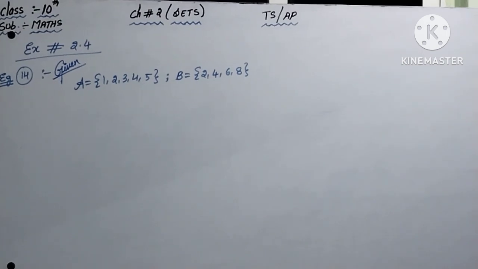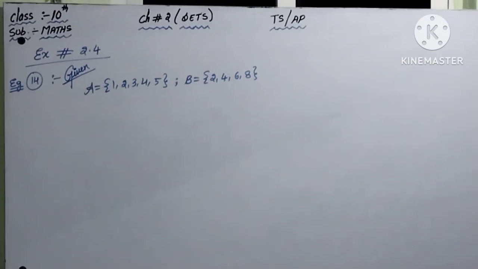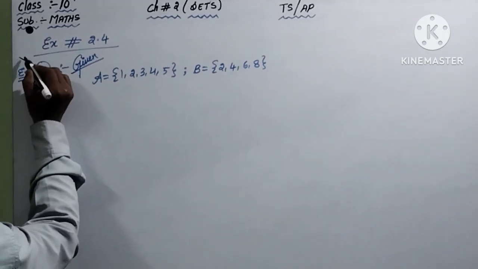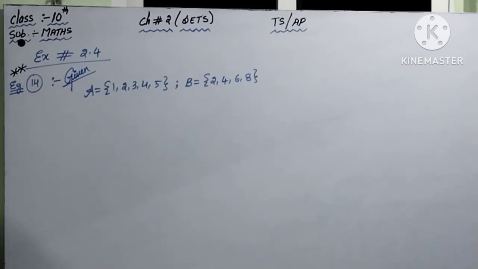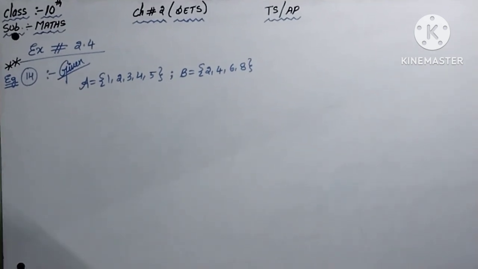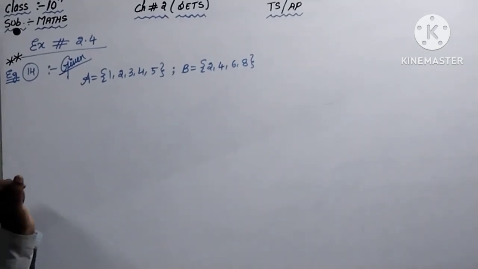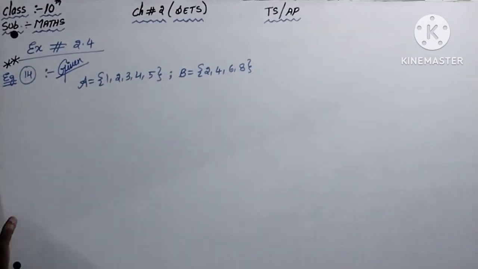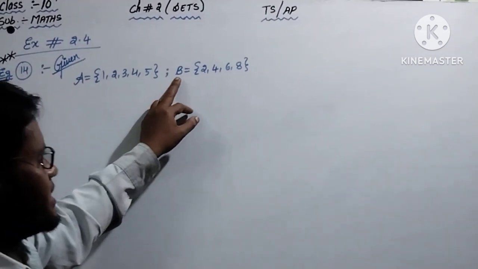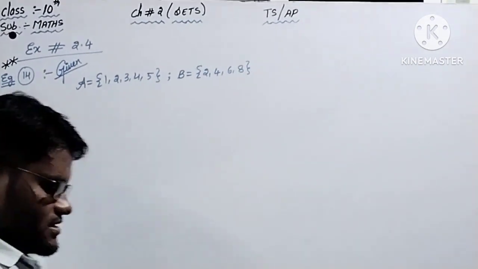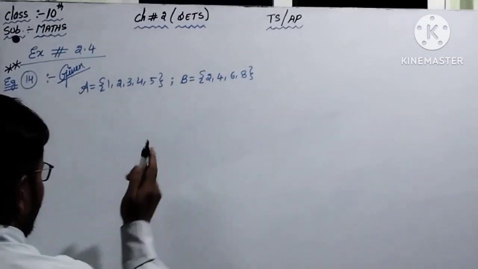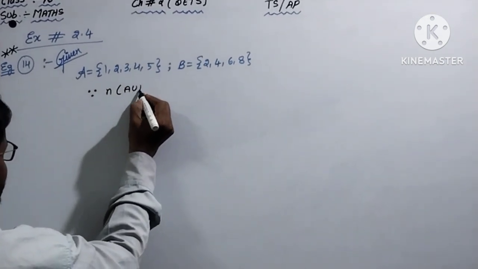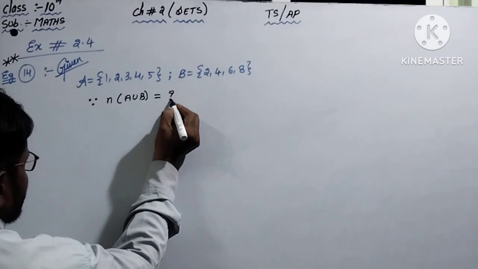Exercise 2.4. In that, we have example number 14. Example 14 is very important. Listen. Given set A contains the elements 1, 2, 3, 4, 5, and set B contains the elements 2, 4, 6, 8. Using these two sets, I have to find n of A union B.